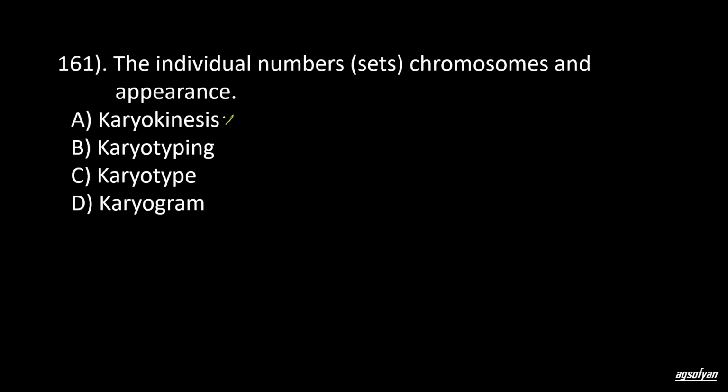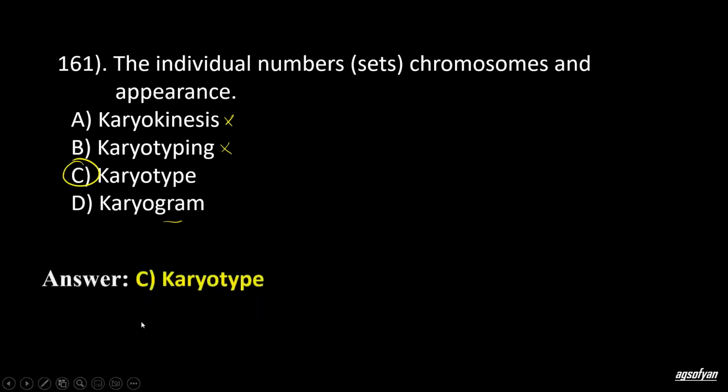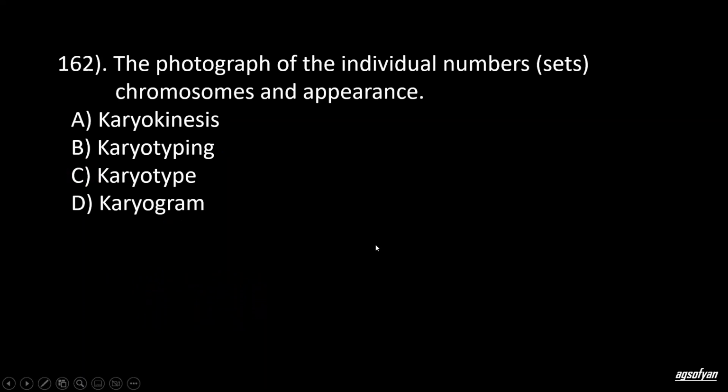Kinesis is a process, so this is not the answer. Karyotyping is also a process, so it is not the answer. Karyogram is the photograph. The set will be this, the karyotype. The photograph of individual numbers or set of chromosomes and appearance: karyokinesis, karyotyping, karyotype, or karyogram? I just explained that on the previous question. The photograph is the karyogram.